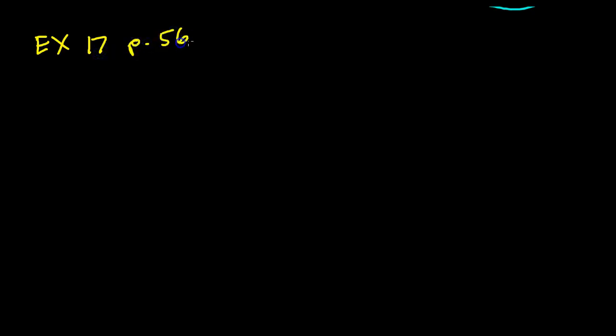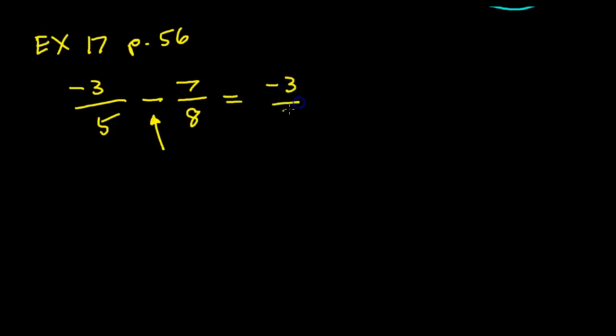Let's try another one. Example 16 I want to do. I'm sorry, example 17 on page 56. Let's see, minus 3/5 minus 7/8. Again, we're asked to subtract one fraction from another. When you subtract a fraction, it's equivalent to adding the opposite. So I suppose I could rewrite this in this fashion if you like.